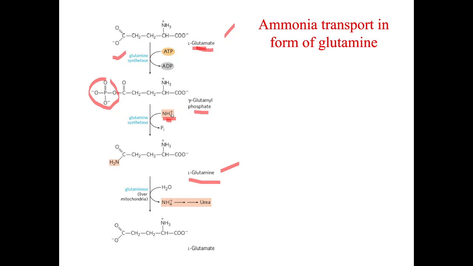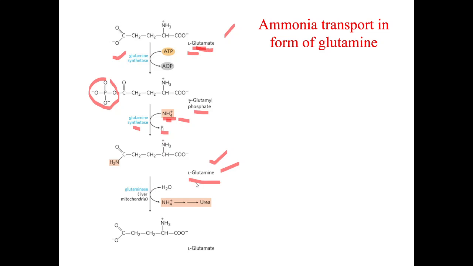So ammonia, NH4+, we are adding here with the glutamine synthetase reaction, and inorganic phosphate we are removing. So now we have formed L-glutamine. Whenever you want to transport the ammonia from one location to another, we have to undergo this reaction, glutamine synthetase. We have to attach ammonia to this glutamate with the help of glutamine synthetase. During this reaction, this ATP is needed and this ammonia is needed.